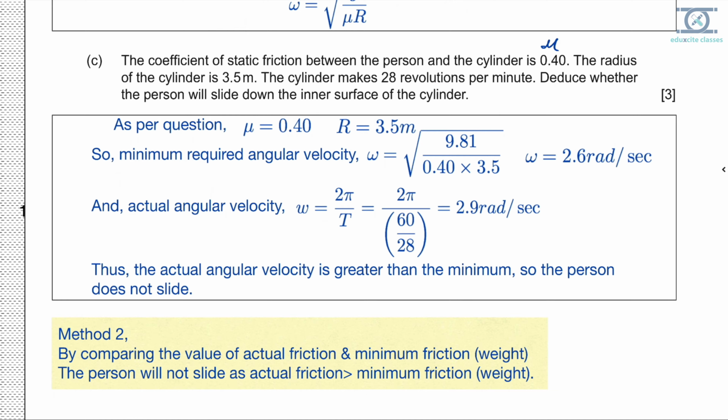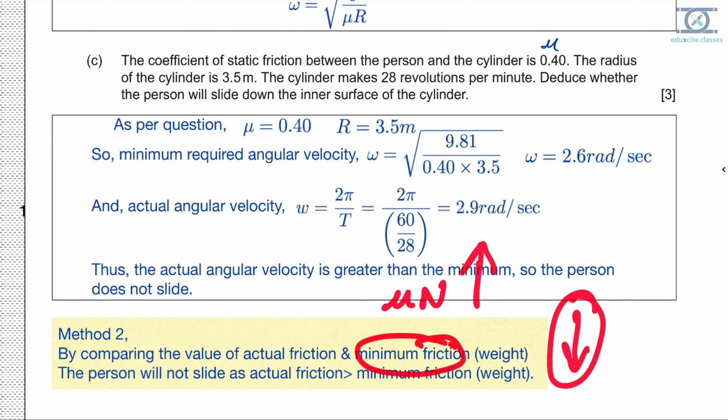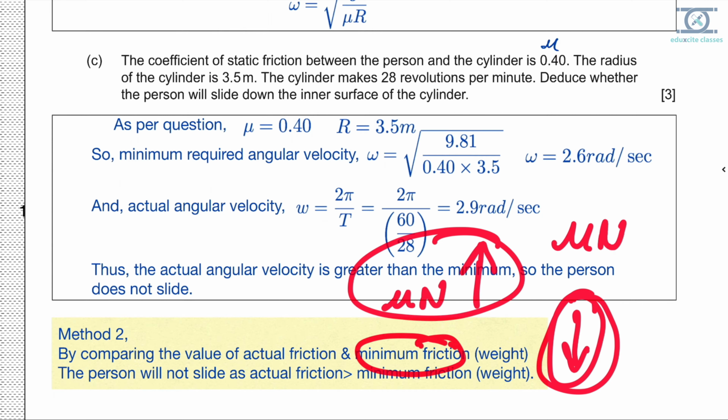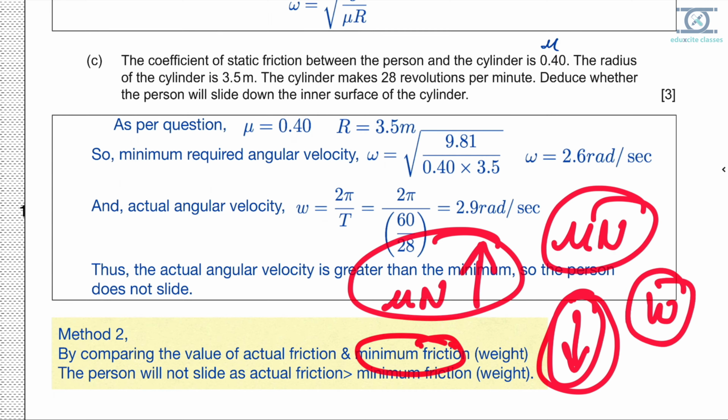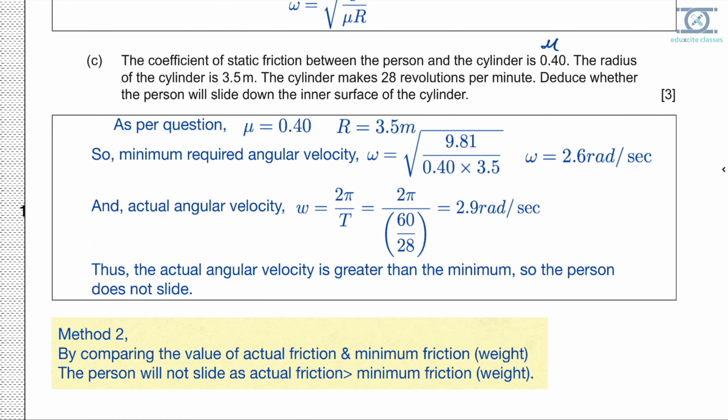The second method you can use is to compare the actual friction and the minimum friction. The actual friction is nu n, which is acting in the upward direction, and the minimum friction required is the weight, which is acting in the downward direction. So by using these two values, the value of nu n and the value of weight, you can say whether the person will slide down or not. If the actual friction is greater than the minimum friction, the person will not slide. Okay.